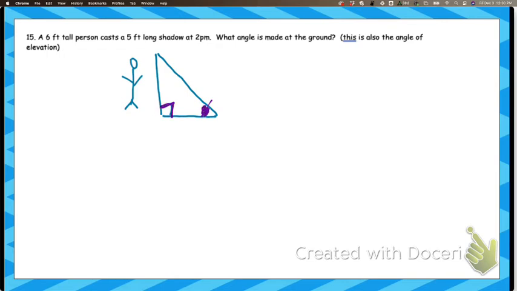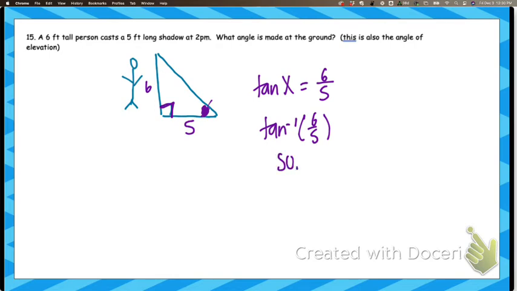Okay, so if this is 6 and this is 5, then we can use tangent. So tangent of our angle equals opposite over adjacent. To find an angle, we use inverse. Then you can plug that into a calculator. And you get 50.19 degrees.